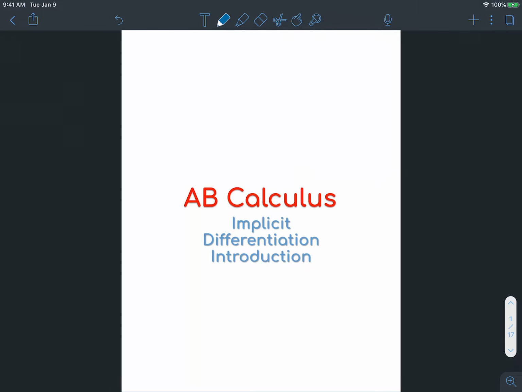AB Calculus lesson on implicit differentiation. This is the introduction portion of it.